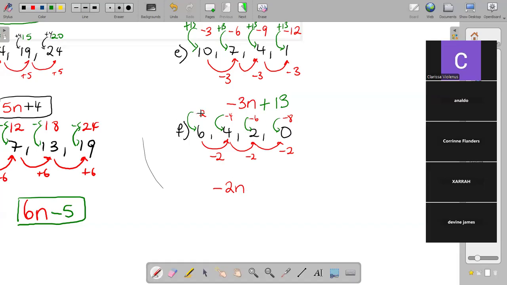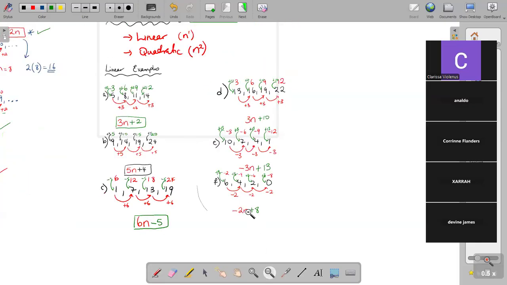So what number can I add to this to get that? That would be plus 8. That's where your calculators come in. Plus 8, plus 8. So what is the second part of our formula? Negative 2n plus 8. How is everybody feeling about that? Did you copy all the examples? If you got it, say got it.